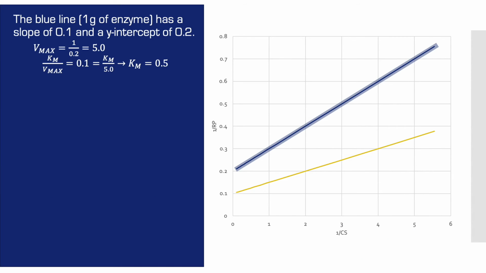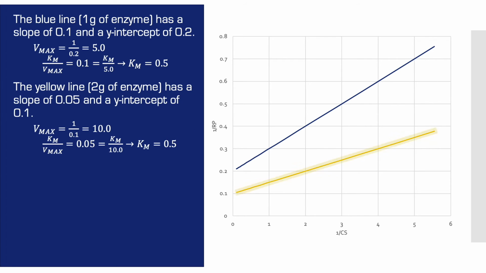The blue line, 1 gram of enzyme, has a slope of 0.1 and a y-intercept of 0.2. Vmax equals 1 over 0.2 equals 5. Km over Vmax equals 0.1 equals Km over 5, so Km equals 0.5. The yellow line, 2 grams of enzyme, has a slope of 0.05 and a y-intercept of 0.1. Vmax equals 1 over 0.1 equals 10. Km over Vmax equals 0.05 equals Km over 10, so Km equals 0.5.